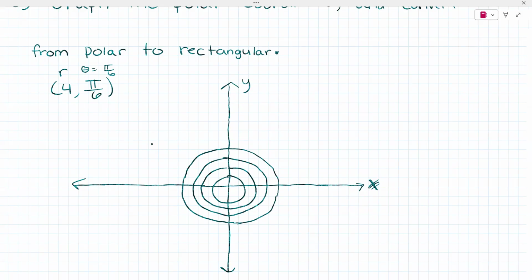So 1, 2, 3, 4, and then we're going positive pi over 6. Pi over 6 is 30, so it would be right here, or somewhere around here, right? And then draw a straight line from the origin. Okay, so this is our position. They want it in rectangular, so we're trying to find the x coordinate and the y coordinate, right? We're trying to find this horizontal distance because it forms a triangle, and then this vertical distance.